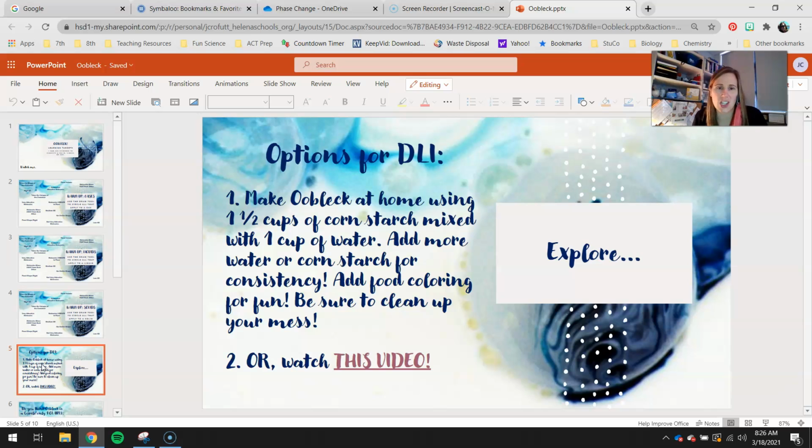All right, let's move on to the actual lab part. Here are your two options, either absent or DLI and working from home. You can make Oobleck at home in a mixing bowl, or a baking pan works really well too. You are going to use 1.5 cups of cornstarch and mix that with a cup of water. I'd use a little warmer water since you are working with your hands, so they don't get super cold. You can add more water or more cornstarch to get the right consistency, and if you want to get crazy, you can add some food coloring.